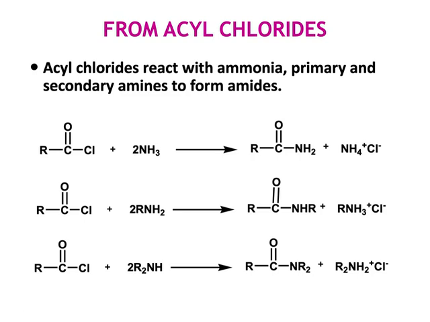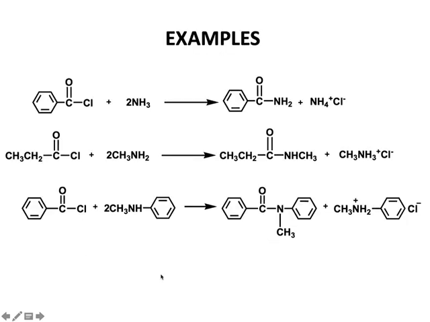From acid chloride, this one is acid chloride. It reacts with ammonia to form amide. It reacts with RNH2 to form primary amide and secondary amide. If you react acid chloride with the secondary amine, you form a tertiary amide. So this is an example.